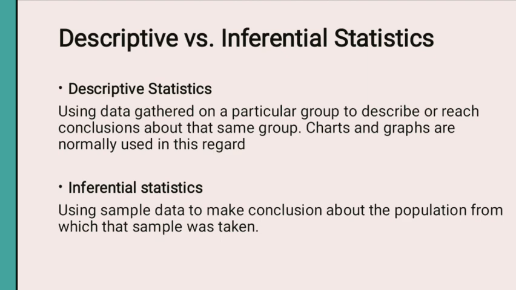So in summary, today we've learned the definition and scope of statistics. We've learned to differentiate between qualitative and quantitative variables. We've also seen the difference between population and sample. And finally, we looked at descriptive and inferential statistics.